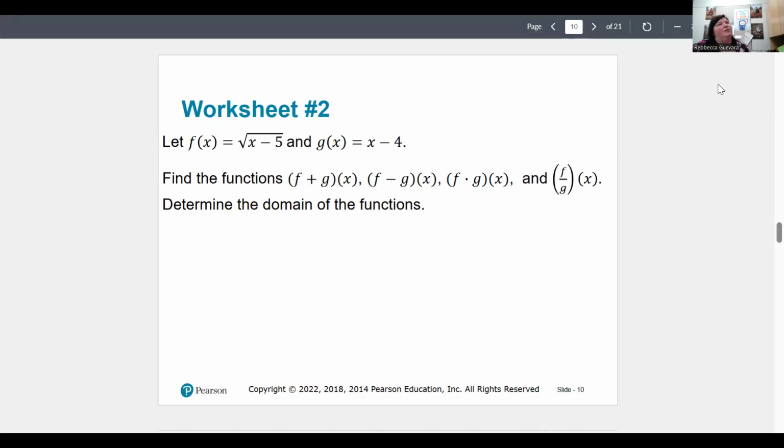Worksheet number 1. So this one, be a little more careful with your domains because it's not going to be all real numbers, because you have f of x, which is the square root of x minus 5, and then you have g of x, which is x minus 4. So one of those has a domain of real numbers, but one does not. So when you do your summation, just be careful what your new domain is. Look at your new function and figure out that domain.